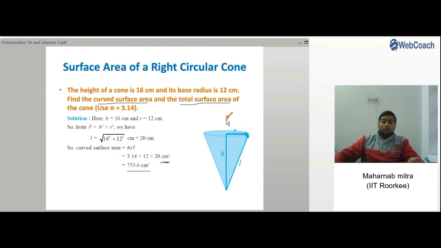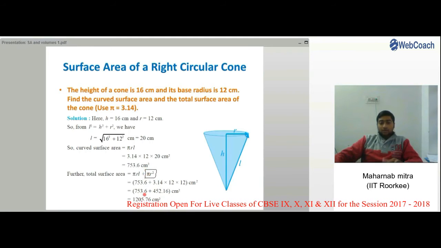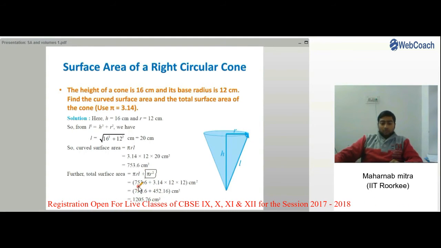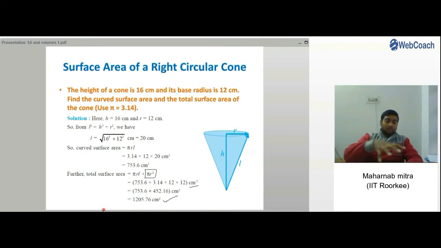And so when we are talking about the total surface area, we just need to consider the top and nothing else. So to find out the total surface area of our right circular cone, we add the curved surface area with the surface area of the top, which is nothing but the area of a circle, pi r square. So by putting in the respective values and specifying the correct units, we get the answer as 1205.76 centimeters squared.